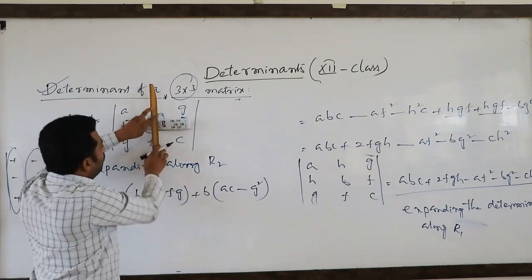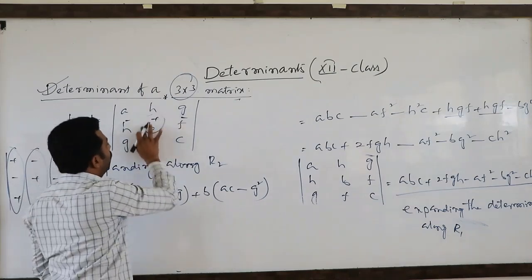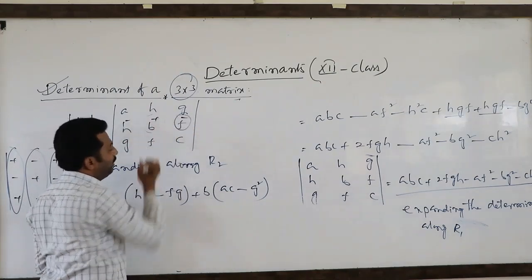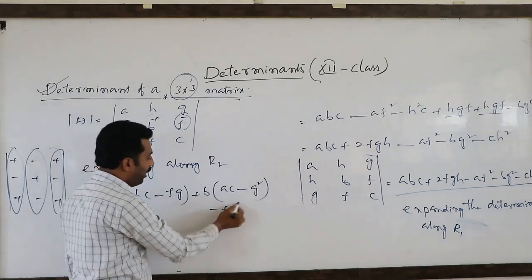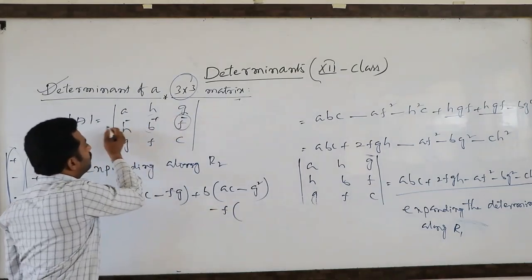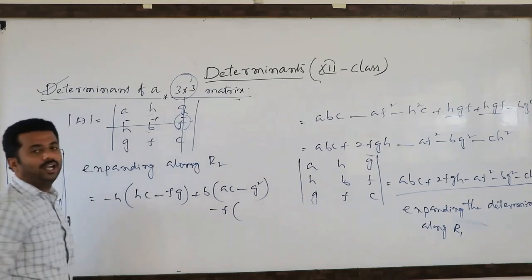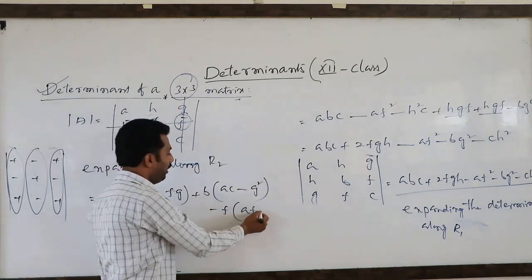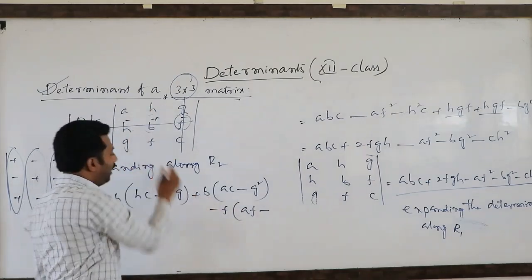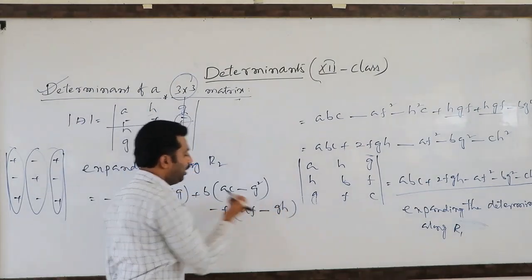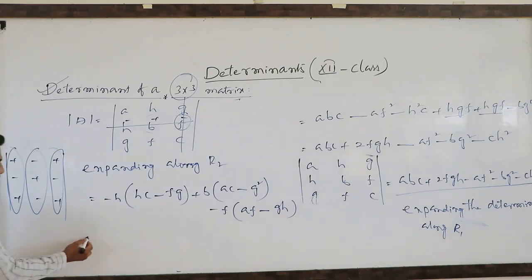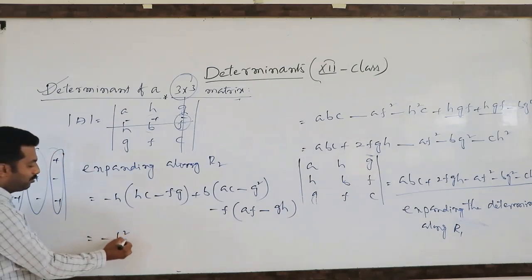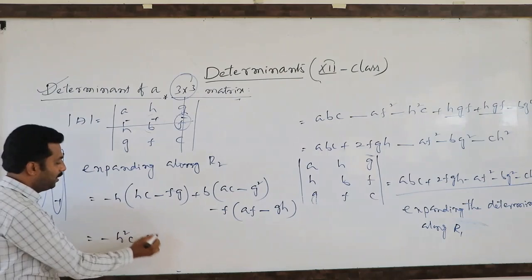Okay? Next, the third element you have to choose. Now forget the second element. Third element: so can I write minus F into, you close the corresponding row and corresponding column, then what are you left with? AF. This is AF minus GH.